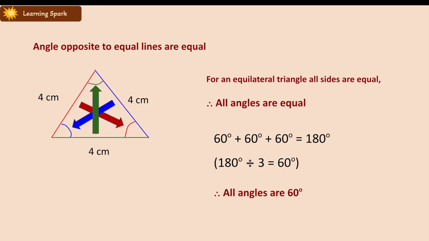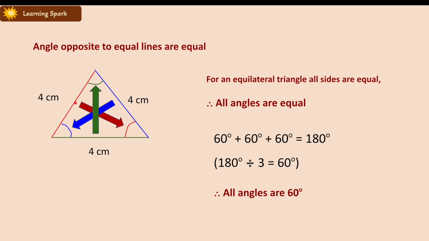Now let's learn another rule. Angles which are opposite to equal lines are equal. So for example, this line segment and this line segment and this line segment in this one are equal. All of these are equal, right? Because this is an equilateral triangle. We are talking about an equilateral triangle.